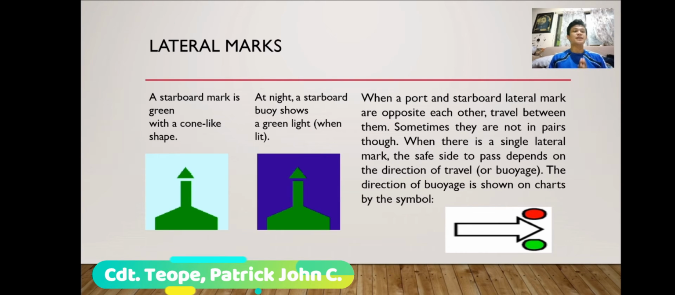When a port and starboard lateral mark are opposite each other, travel between them. Sometimes they are not in pairs. When there is a single lateral mark, the safe side to pass depends on the direction of travel, or buoyage. The direction of buoyage is shown on the chart by the symbol, as you can see in the arrow that is shown at the bottom.